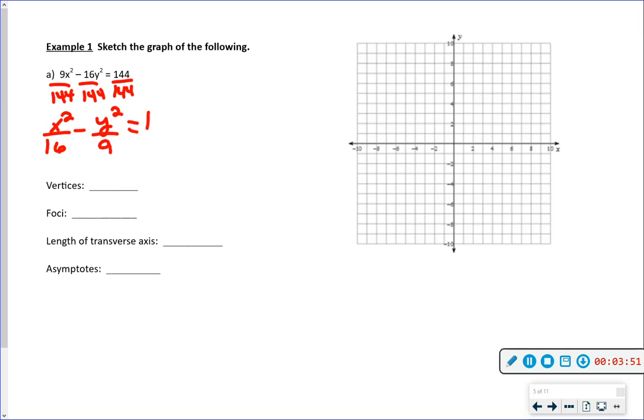Now I'm ready to start marking it out. Just like you do with ellipses, 16 is under x, I square root that, it's 4, so left 4, right 4. Remember, our center is still at 0, 0. 9 is under y. I square root 9, which is 3, so up 3, down 3. Don't draw an oval. If it said plus and was an ellipse, we'd draw the oval and be done. But it's not. It's a hyperbola. So I'm going to draw the central box, a little dashed box around these 4 points.